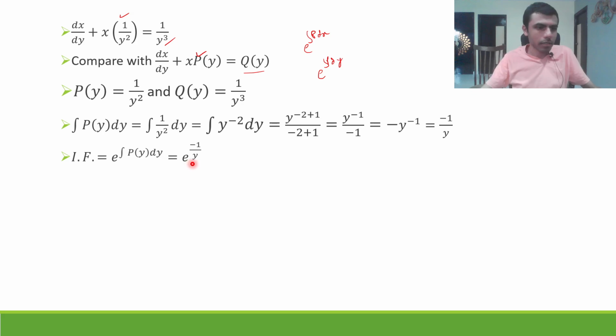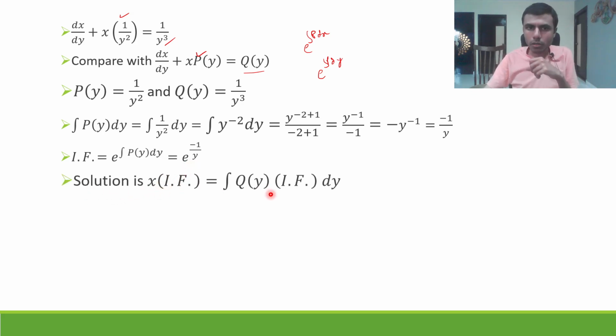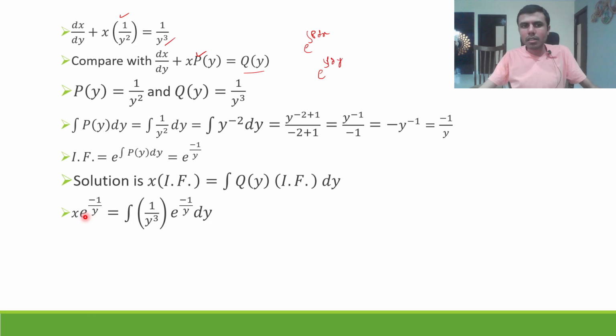Stay alert. So the solution is, I told you in the previous slide, x into integrating factor is integral Q of y into I of dy. Fine. So x into e power minus 1 by y is equal to integral Q of y, which is this 1 by y cube, e power minus 1 by y dy. Okay, now here I got it, fine.